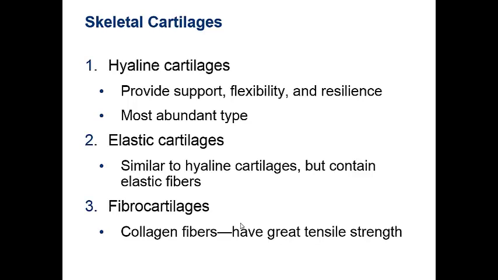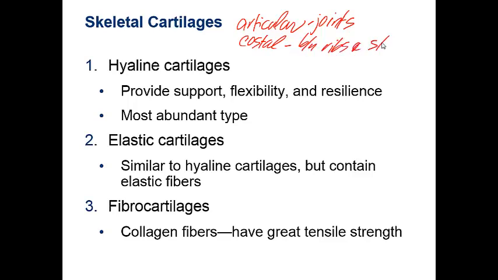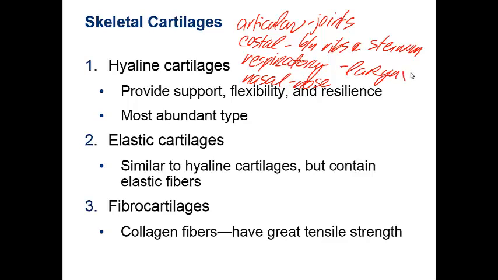Hyaline cartilage is going to provide support, flexibility, and resilience. The different examples of hyaline cartilage are named based on where they're located. Articular cartilage is a type of hyaline cartilage, found mainly at joints, at the ends of long bones. There's also costal cartilage, located between the ribs and the sternum. There is respiratory cartilage, again a subtype of hyaline cartilage, and nasal cartilage found in the nose. The respiratory cartilage is mainly found in the larynx. The hyaline cartilage is the most abundant type that we have.